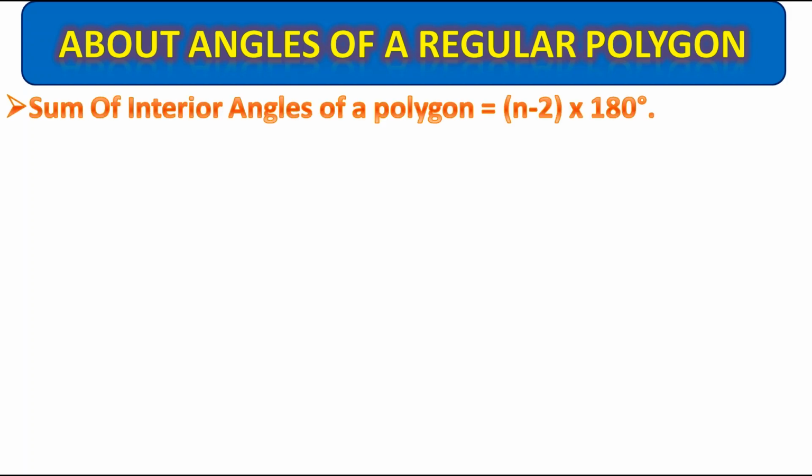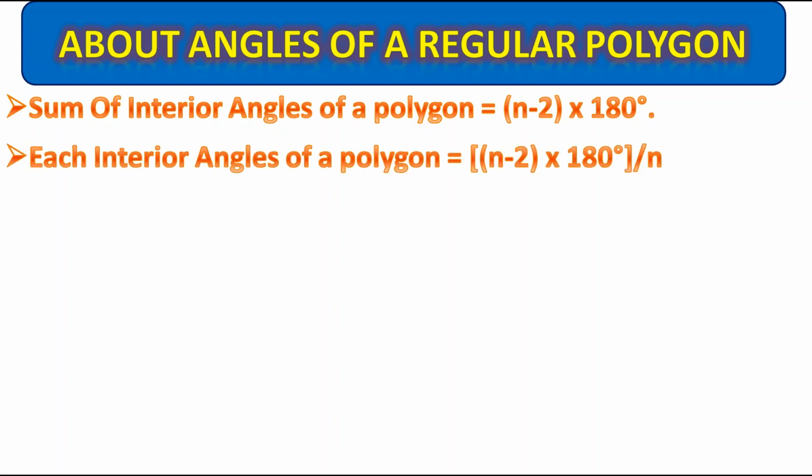understand about angles of a regular polygon. Okay, so many of them will get the question as find out the angles of a regular polygon. Okay, so for that you should know that sum of interior angles of a polygon can be measured by this formula, that is n minus 2 multiplied by 180. Okay, and if you have to find out each interior angle of a polygon, you can divide this formula by n. You will get each interior angle of a polygon.